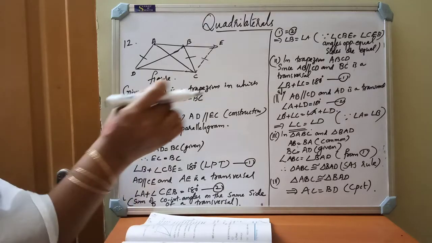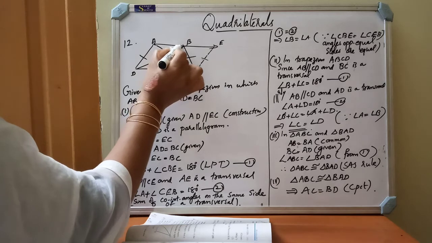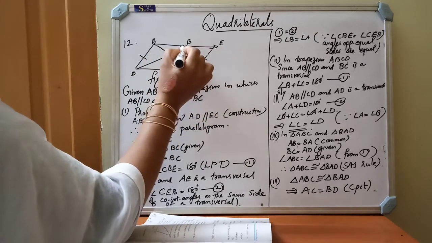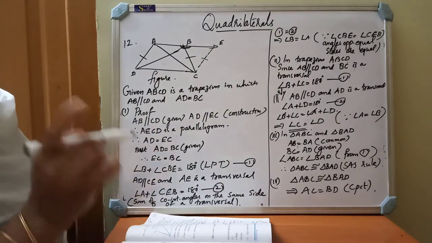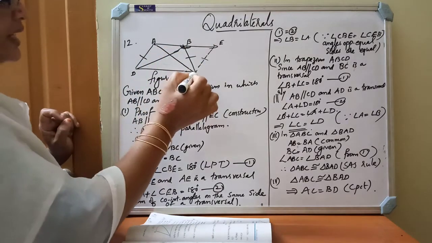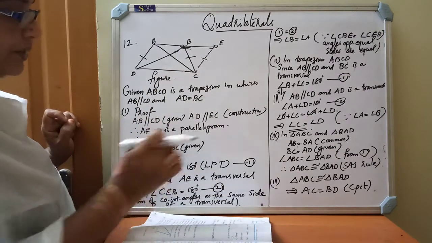Then you see we are applying linear pair here. So angle B plus angle CBE. These two angles, if we are adding, we will get 180 degrees by the linear pair theorem. I am applying angle B plus angle CBE equal to 180. Put it as equation number 1.